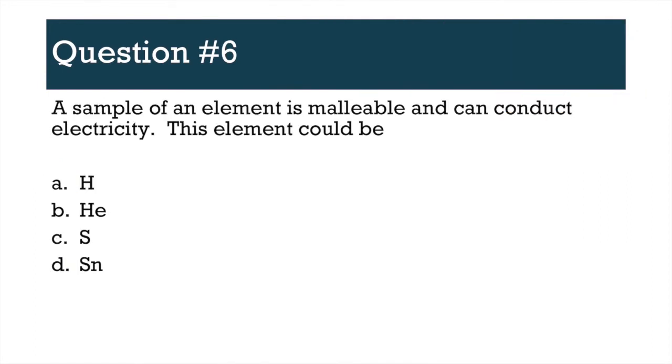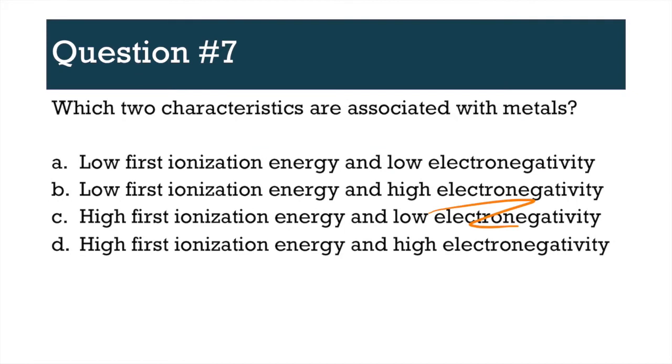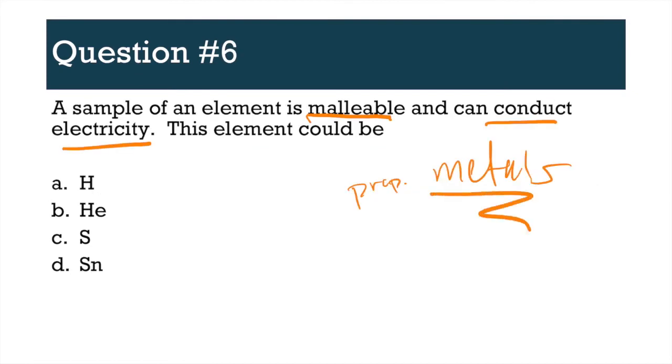Okay, moving on. Number 6 says a sample of an element is malleable and can conduct electricity. This element could be... Malleable and being a conductor are properties of metals. So if we're looking at this, H is a nonmetal, even though it's in group 1; that's just there because it fits nicely there. Helium is a nonmetal. S, which is sulfur, is a nonmetal. And so your only option is tin, which is D, and that is a metal.